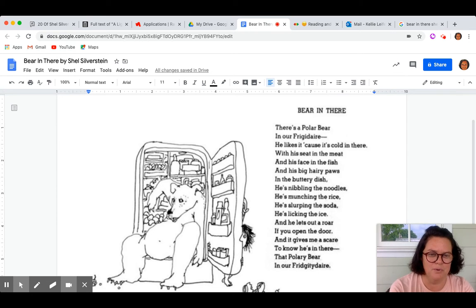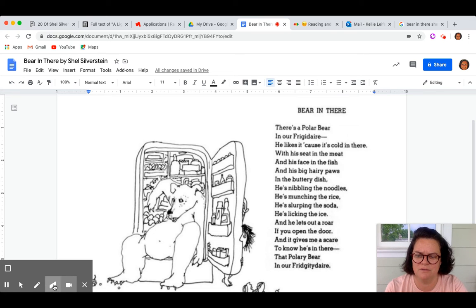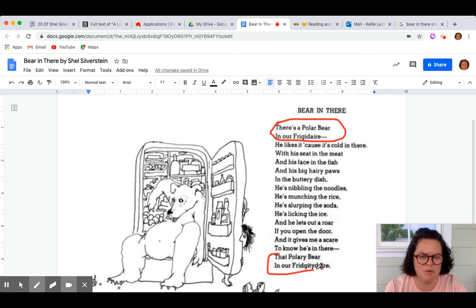So that is an example of a poem that has rhyme, rhythm, and repetition. I'd like to point out the repetition to you today. The repetition is the lines that we find that repeat in a poem. And the two lines that we see repeating in this poem are: There's a polar bear in our Frigidaire, that polary bear in our frigidity, the air.